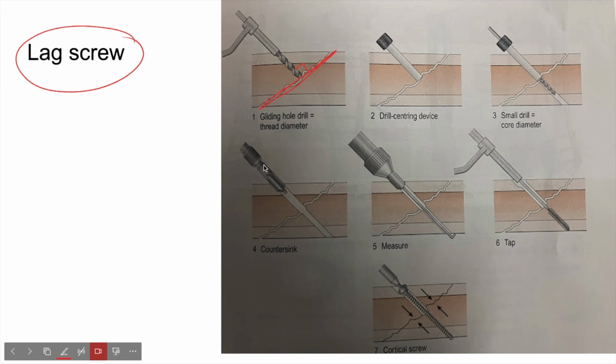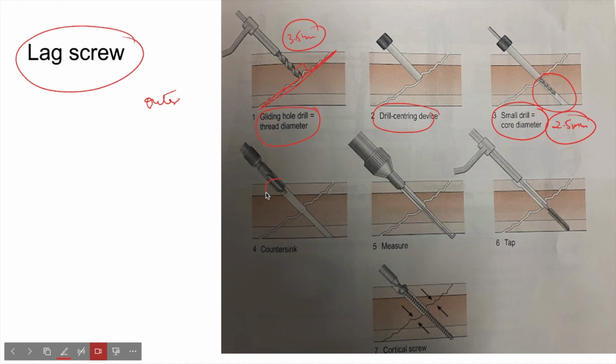The various steps in the application of the lag screw are, first, you have to make the gliding drill hole. The gliding drill hole should be the outer diameter of the screw. For example, for a 3.5 millimeter screw, you should use a 3.5 millimeter drill bit for the outer gliding hole. Next, you should place a drill centering device, and then the distal or far cortex should be drilled with the core diameter. So for example, in a 3.5 millimeter screw, you have to use a 2.5 millimeter drill bit, which is the core diameter.